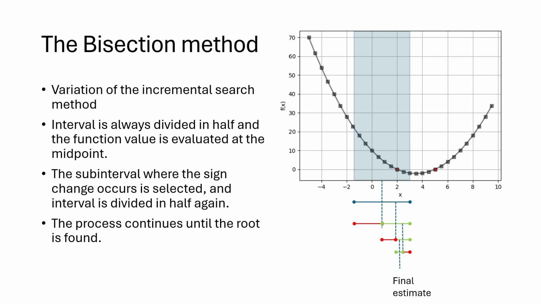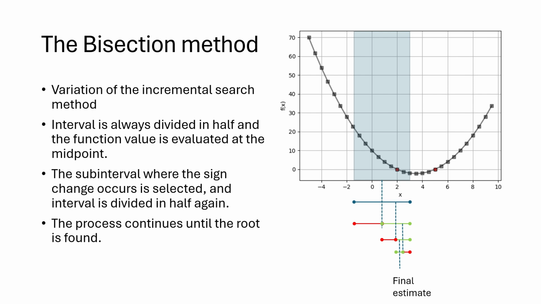The bisection method is a variation of the incremental search method. If you don't know what an incremental search method is, please check the previous video in this series where we explain the method in detail. As explained before, bracketing methods start with an interval and keep reducing the size of the interval by estimating the root and then evaluating the subintervals for the sign change and repeating the process.